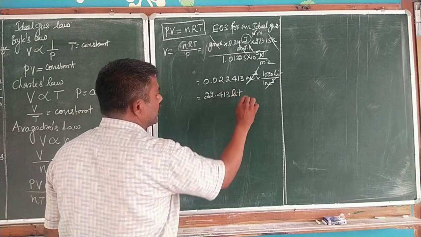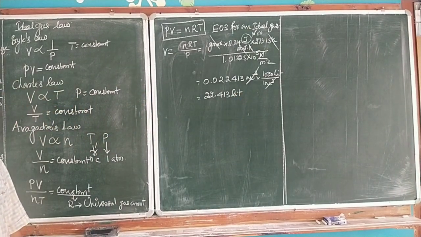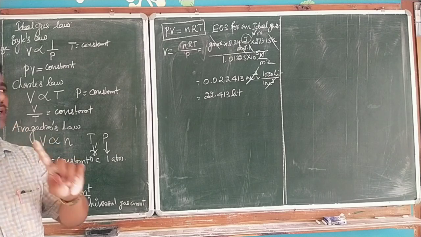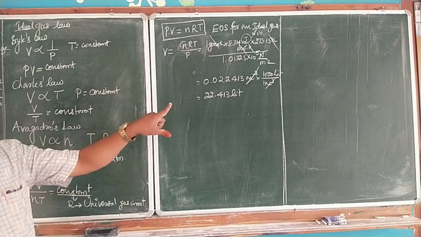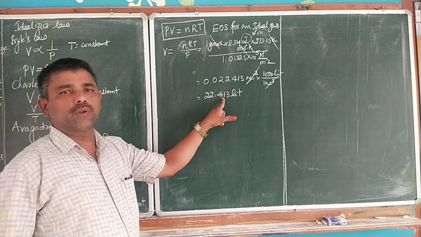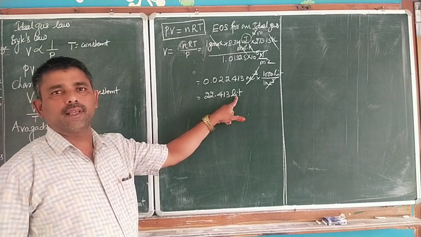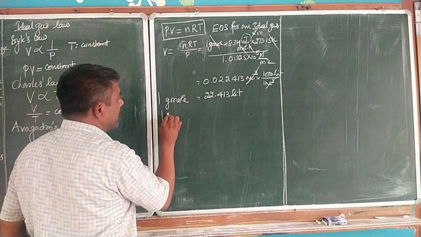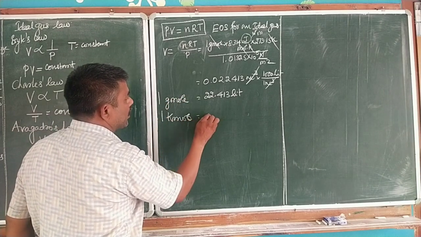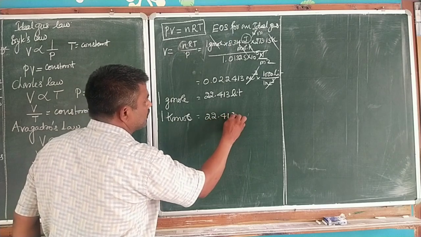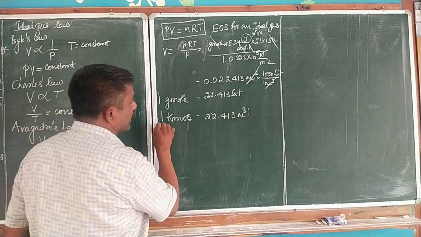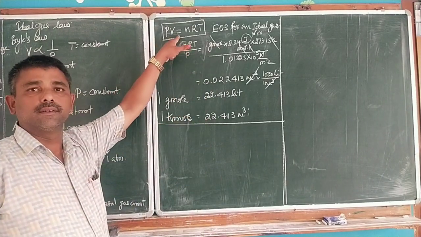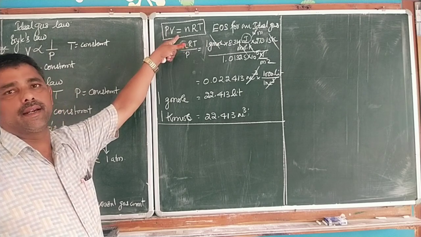22.413 liter. This means that at normal temperature and pressure condition, 1 mole of an ideal gas occupies 22.413 liter of volume. This is the standard condition. This is for 1 gram mole or 1 mole. For 1 kg mole, it occupies 22.413 meter cube. Clear? A gas which obeys this law is called an ideal gas. Okay.